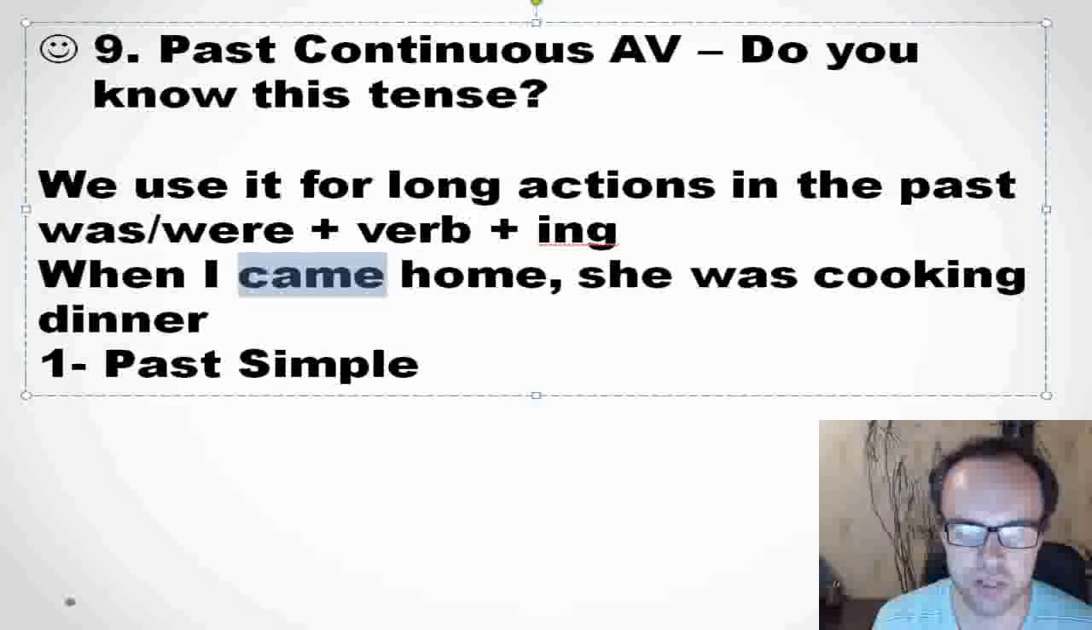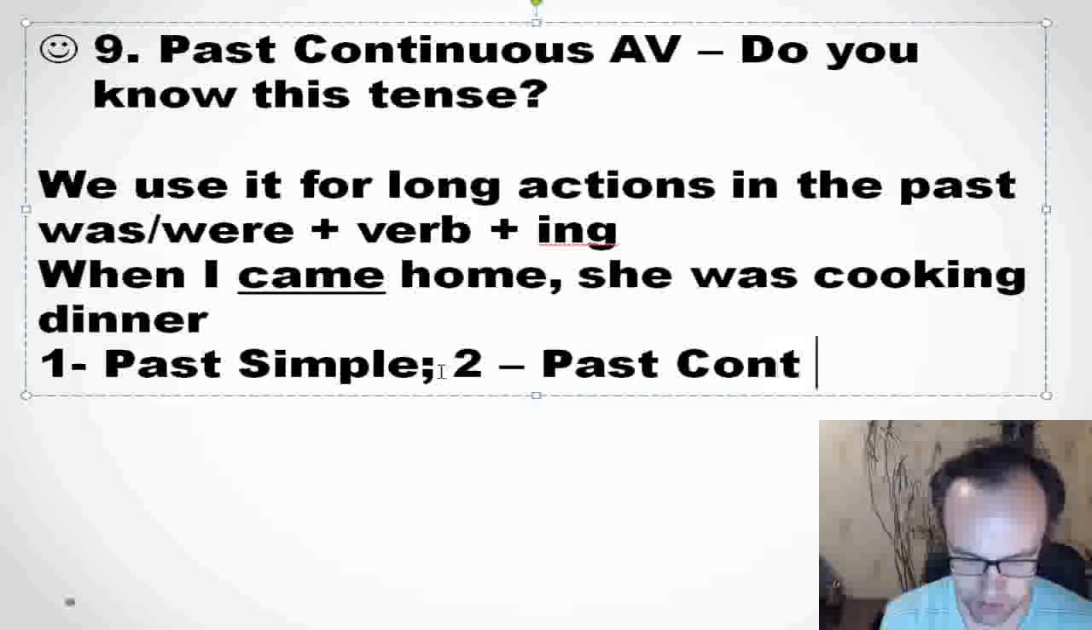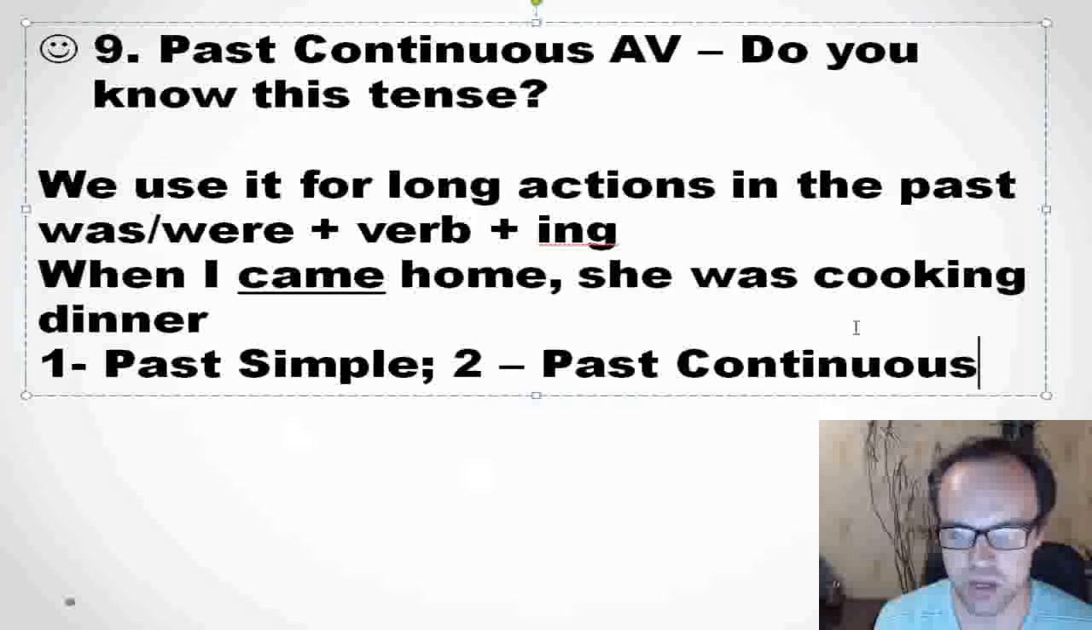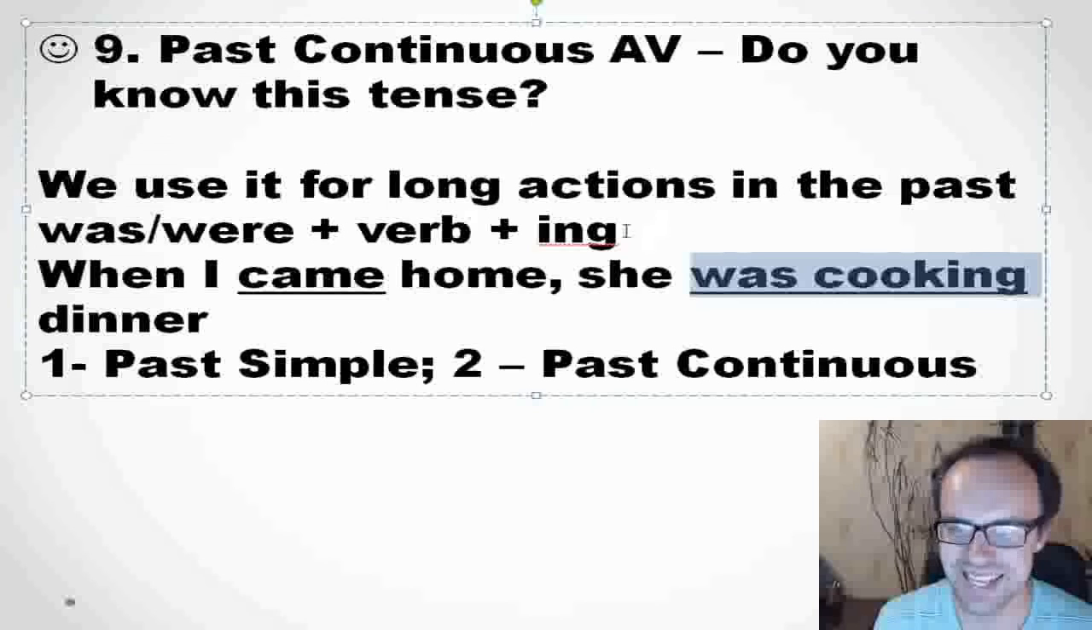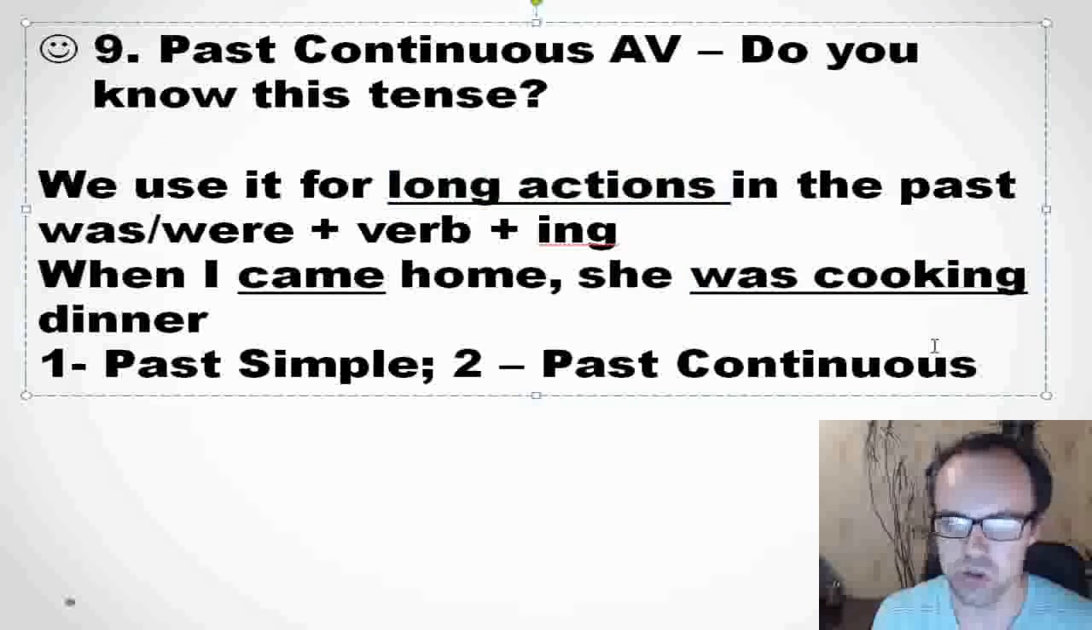So, when I came home, the second action is in past continuous. You see, she was cooking. It's a long action. So she was cooking, and then suddenly he came. So the first action interrupts the second one.